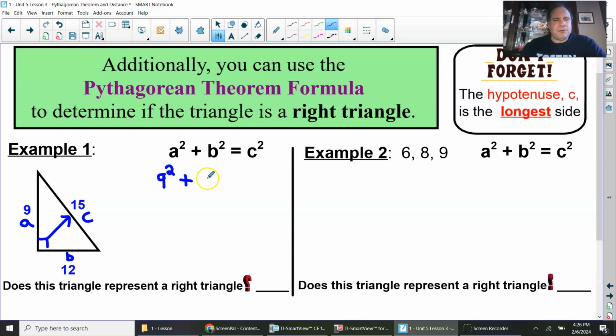I'm going to substitute 9 in for A squared. I'm going to substitute 12 in for B squared. I'm going to substitute 15 in for C squared. You notice nothing is blank because we have all the answers. If both sides of the equal sign here, if the left side is equal to the right side, that means it is a right triangle. If it's not equal, then it's not a right triangle.